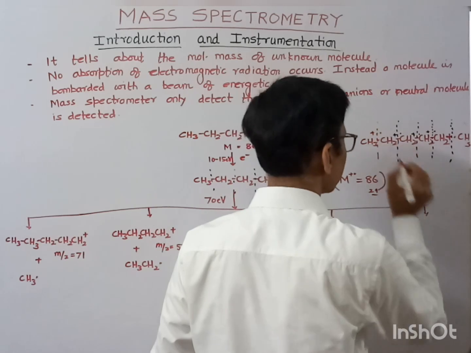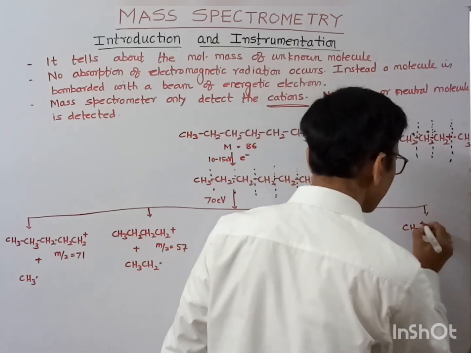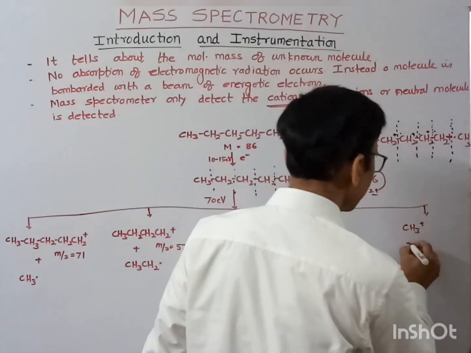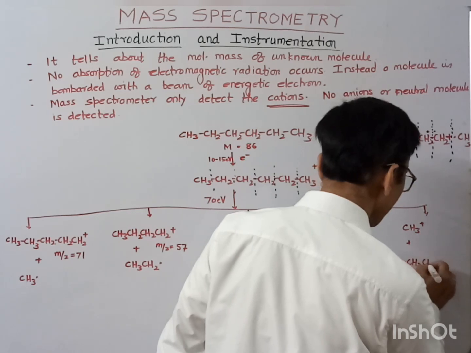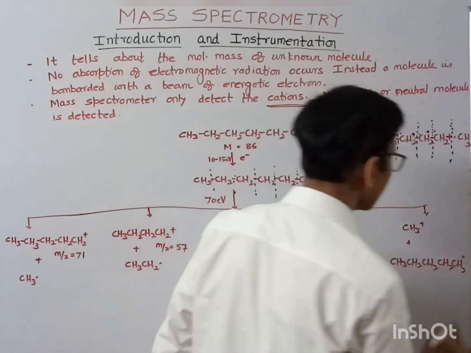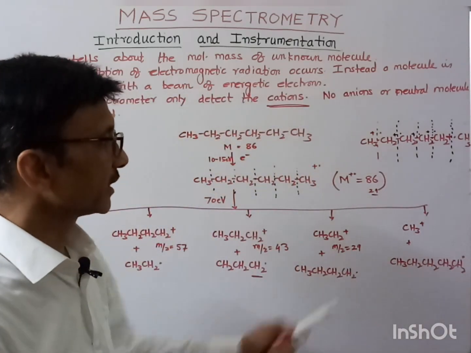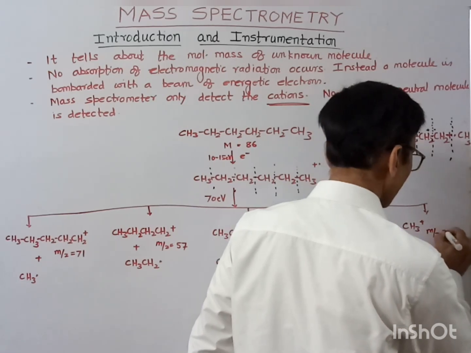And the last fragmentation may be possible from here. CH3 means the methyl cation, and the next one is the pentyl radical. Now this methyl cation has an m by z of 15.